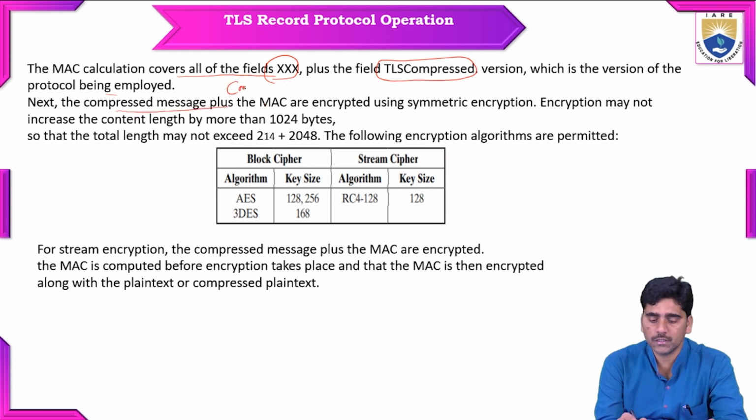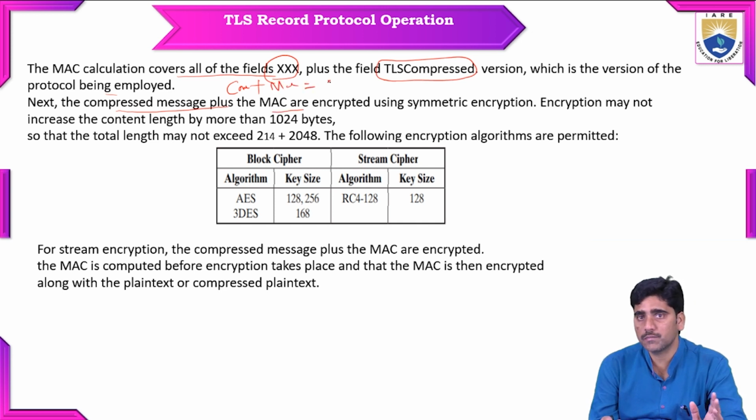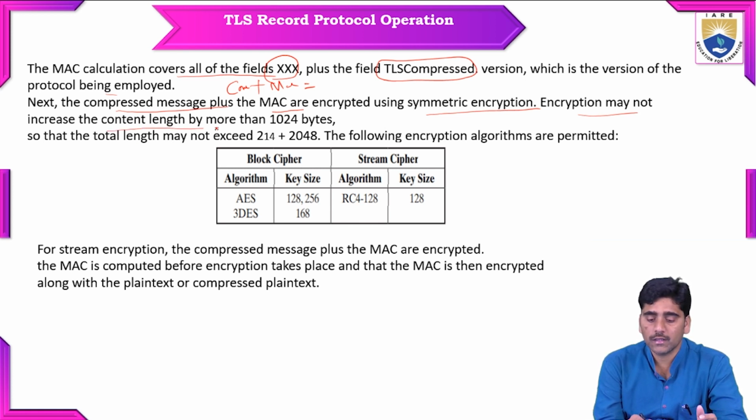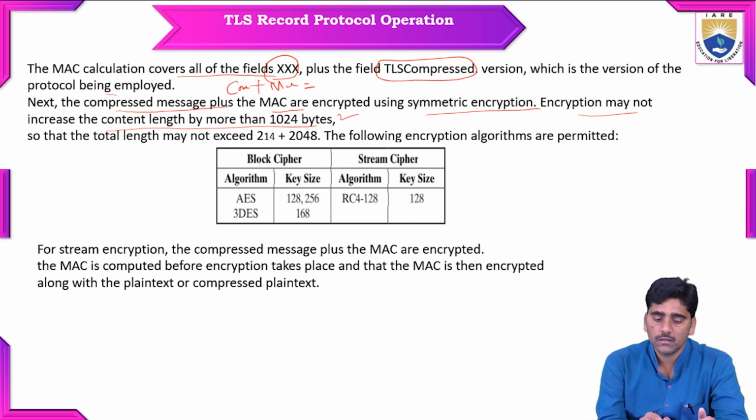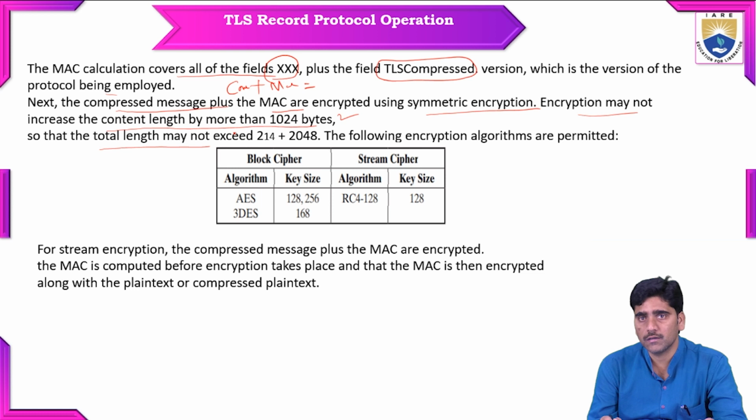Both the compressed message and the MAC are encrypted using a symmetric encryption algorithm. The encryption process may not increase the length by more than 1024 bytes. It should stay within the limit of 1024 bytes, so that the total length may not exceed 2^14 + 2048 bytes.